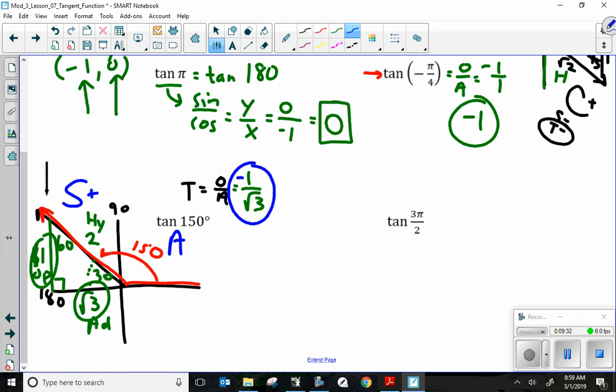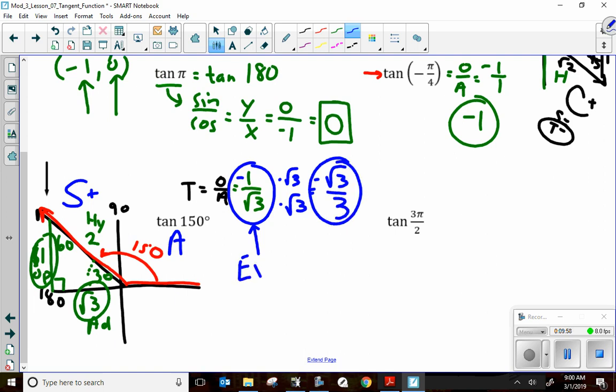If they wanted that in simplest form, I would have to multiply the top and bottom by radical 3. If they say exact, this is exact. If they say exact and simplified, in order to simplify a fraction, we cannot have a radical in the bottom. That's why I'm going to multiply the top and bottom by radical 3. So I would get negative radical 3 over 3. This is exact and simplified.